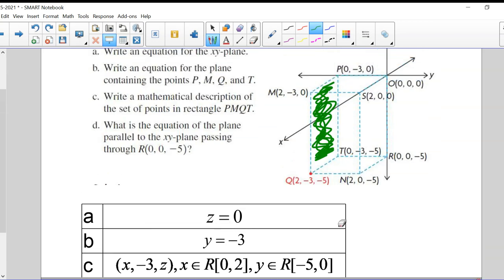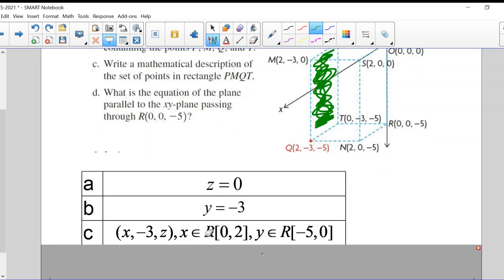Why am I saying this? Let's go back and look at that rectangle. That rectangle does sit on the y equals -3 plane. Yes, it does. But it's not all possible x values, and it's not all possible z values. Let's start with x first. The x values, look along the x-axis, go from 0 to 2, right? So it starts off at 0 and it stops at 2. So we're saying your x values can only be between 0 and 2, square brackets, because 0 is included and 2 is included, right? So all real numbers between 0 and 2.